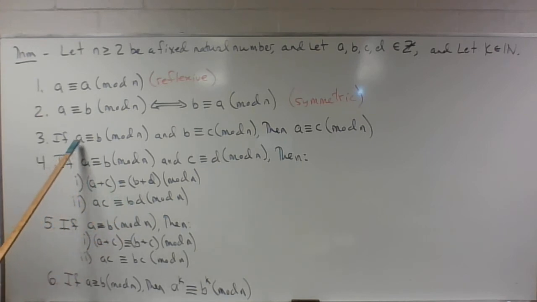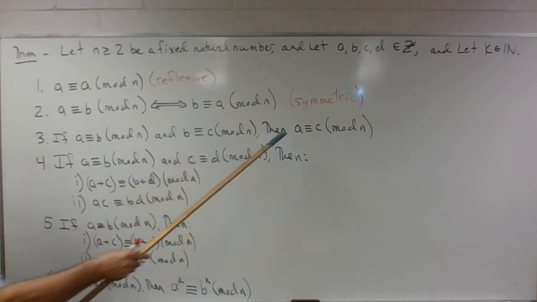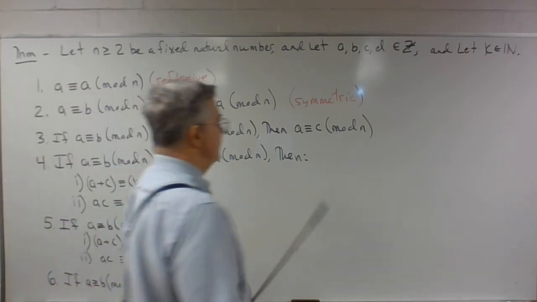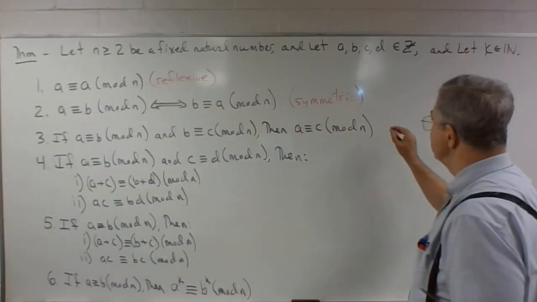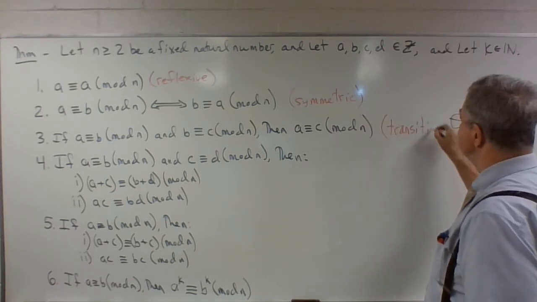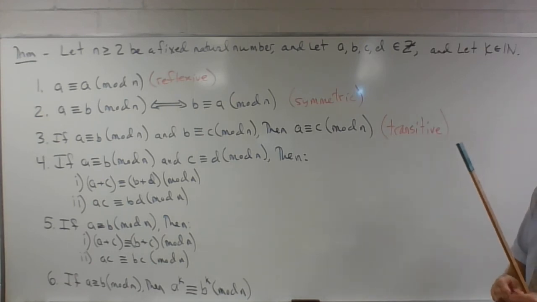And let's see, next, if a is congruent to b mod n, and b is congruent to c mod n, then a is congruent to c mod n. So in Intro to Advanced Math lingo, I guess we'd say that congruence is a transitive relation as well.